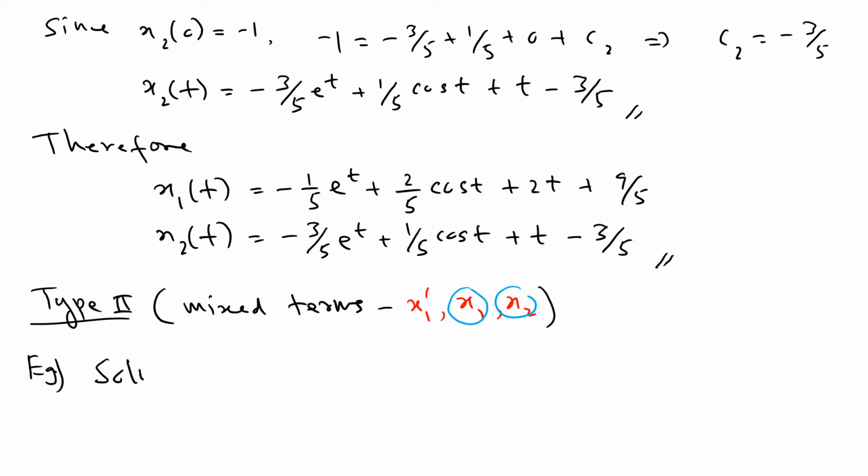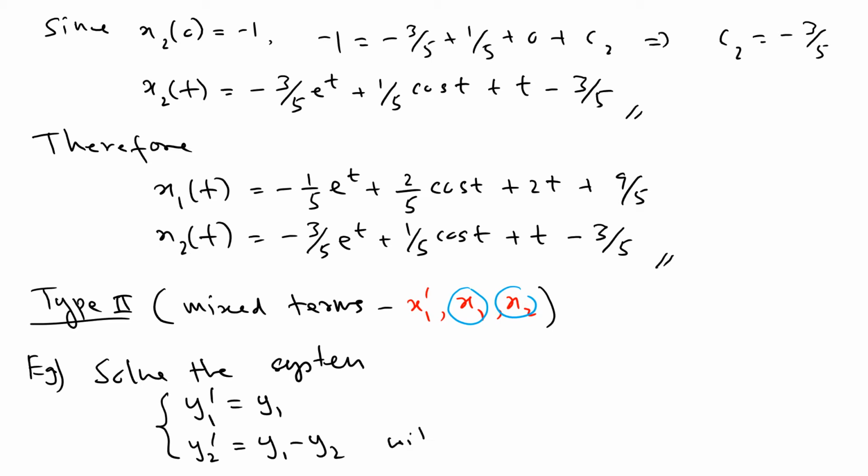So let's say solve the system. We have y1 prime equals y1, and y2 prime equals y1 minus y2, with y1(0) equal to 1 and y2(0) equal to 2. So that's the system. You can see that this system is slightly different, because you're going to see mixed terms here. The dependent variables are y, so you can see y1 prime and y1 at the same time, and similarly this and also that. That's why it's a mixed type.